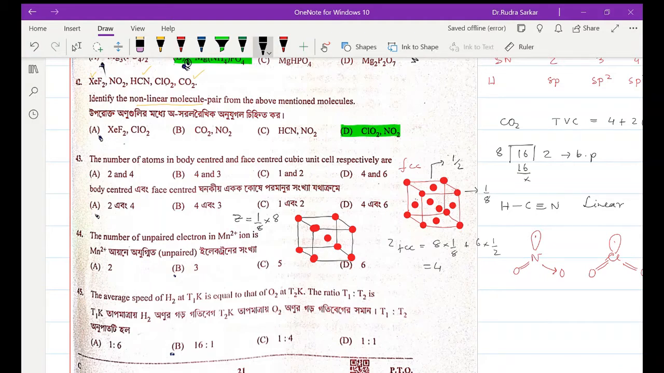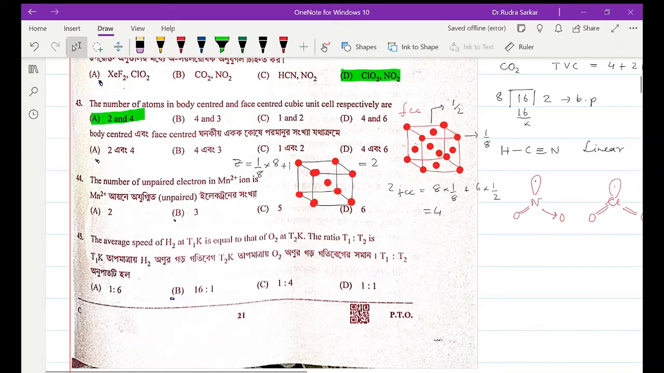1/8 into 8 plus 1. Okay, so that will be equal to, we will say, all total 2. So the correct answer over here is going to be 2, 4 for body centered and face centered cubic unit cell respectively.